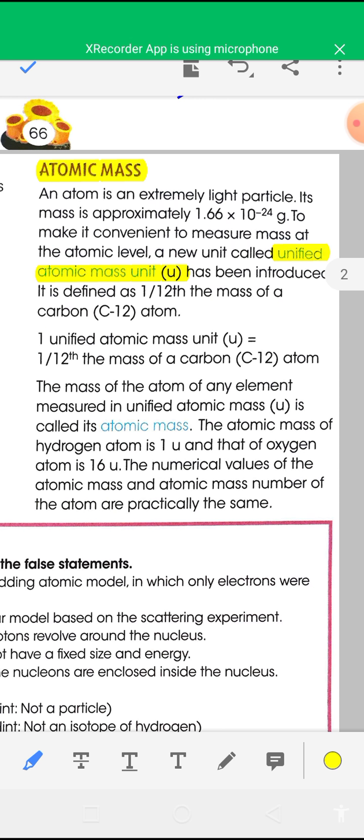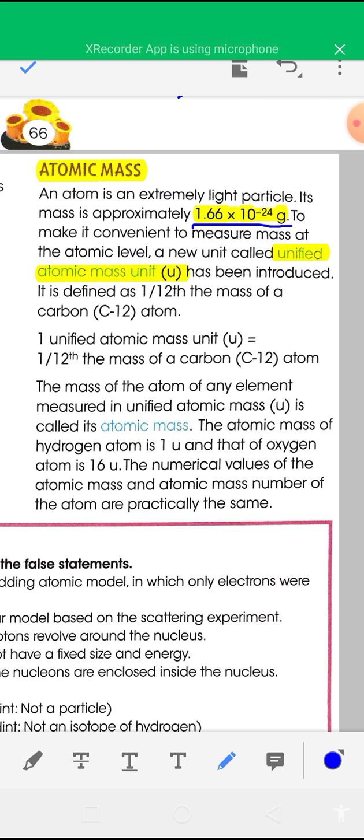One AMU or 1 U, unified atomic mass unit, is equal to 1.66 into 10 to the minus 24 gram. So the mass of a single atom is measured in this unit, the unified atomic mass unit, which is represented by U, and one unified atomic mass unit is equal to 1.66 into 10 to the minus 24 gram.